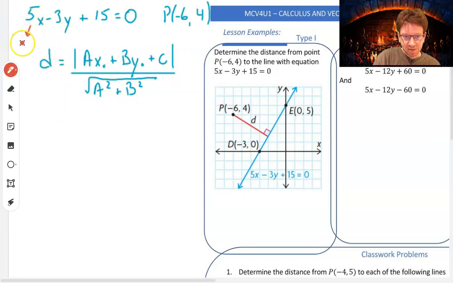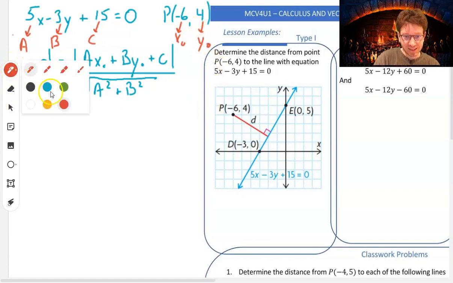Well, this is A, based on our standard form of a line. This is B, so that's a -3, and that's C. Okay, now x naught and y naught is a point that's not on the line that we're looking for, and that's what these are. So that's x naught, and that's y naught. So I'm pretty much going to sub these into the equation and solve.